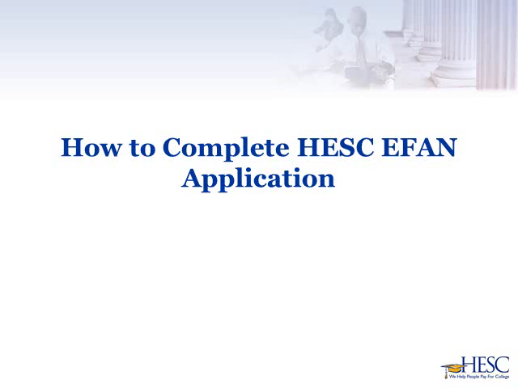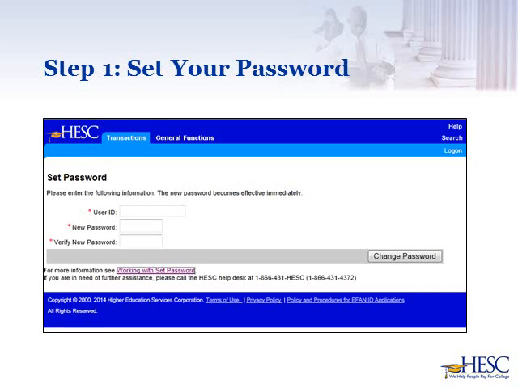Next, we'll show you how to establish the initial account through the EFAN application. As the CAO, the first step is to set up your password. When you click the link in the email from HESC, your browser will open to this screen. You must enter the user ID you received from HESC in the user ID field and a new password in the fields provided.